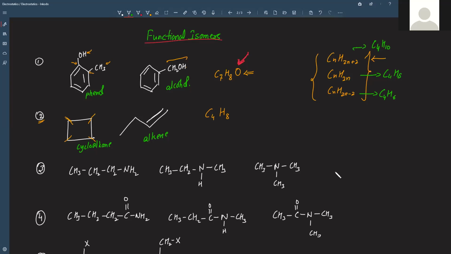Now, if you see this one, can you identify the functional group here? This is an amine, right? So yes, this is an amine. So this is 1 degree.